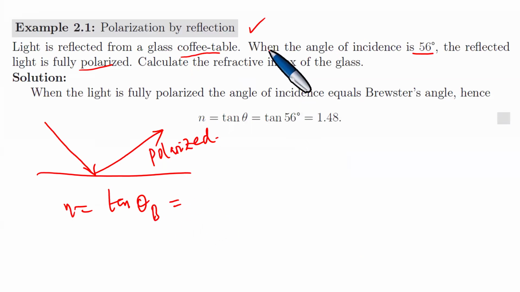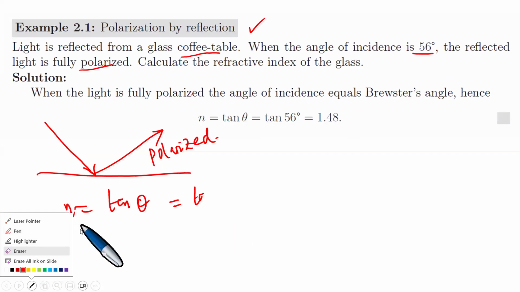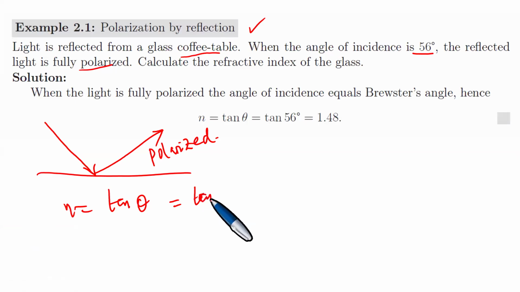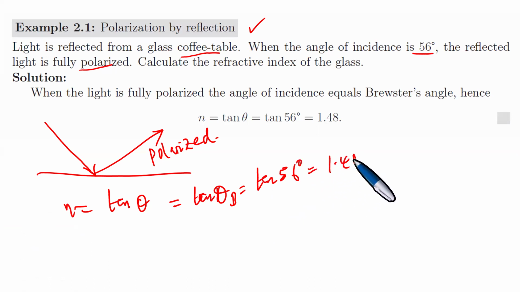Now, when the angle of incidence is exactly 56 degrees, the reflected light is fully polarized. Because it's fully polarized, to calculate the refractive index of glass, you say theta is equal to theta b. And this can be seen as the tangent of 56 degrees, which is 1.48.